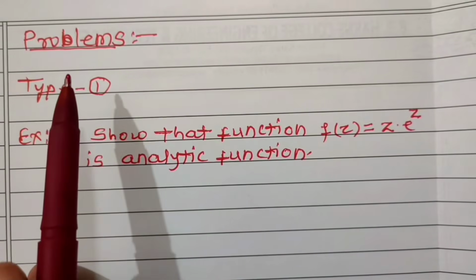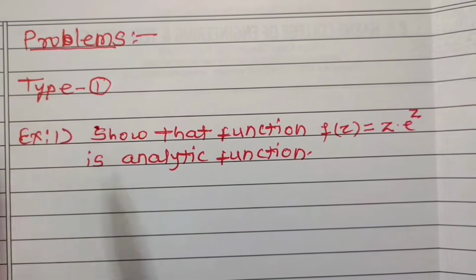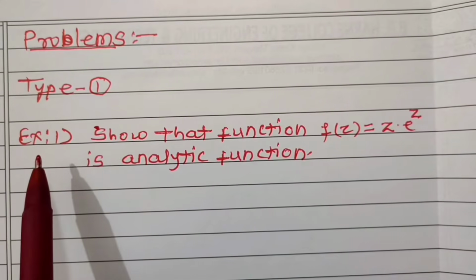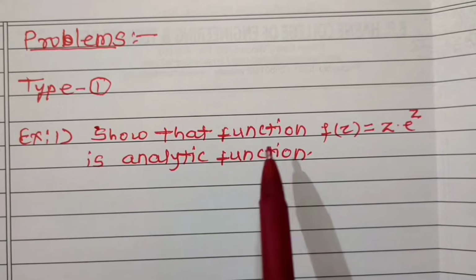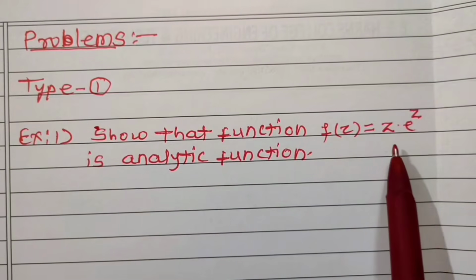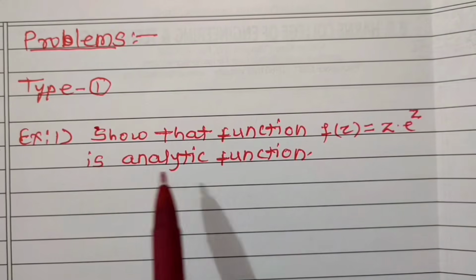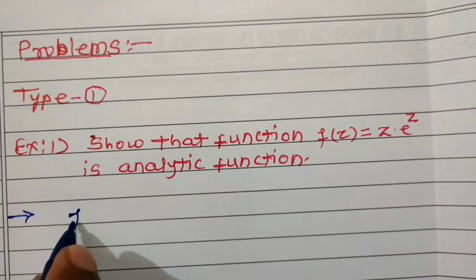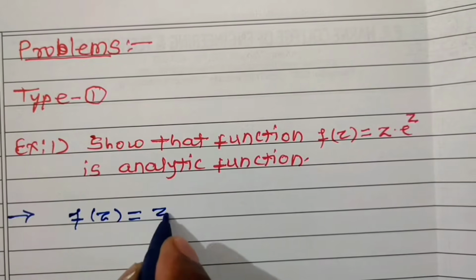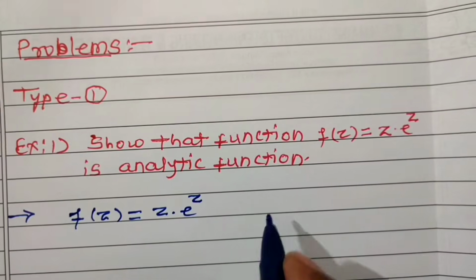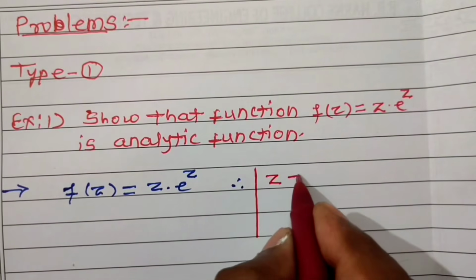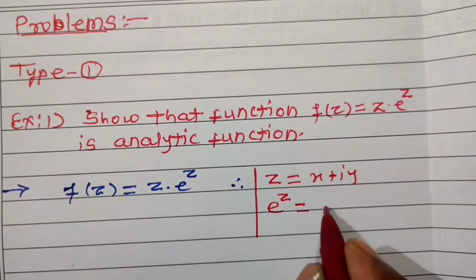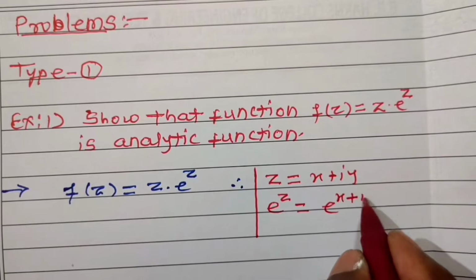Now we have to solve problems on analytic functions. Type number 1. In this type, we have to show that the given function is analytic. So this is example number 1. Show that the function f(z) = z e^z is an analytic function. We have to solve this sum. The given function is f(z) = z e^z. We know z = x + iy, and e^z can be written as e^(x + iy).